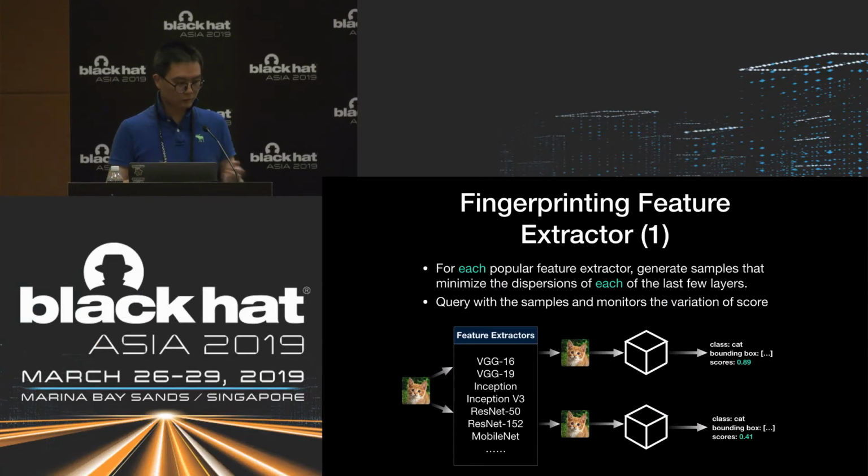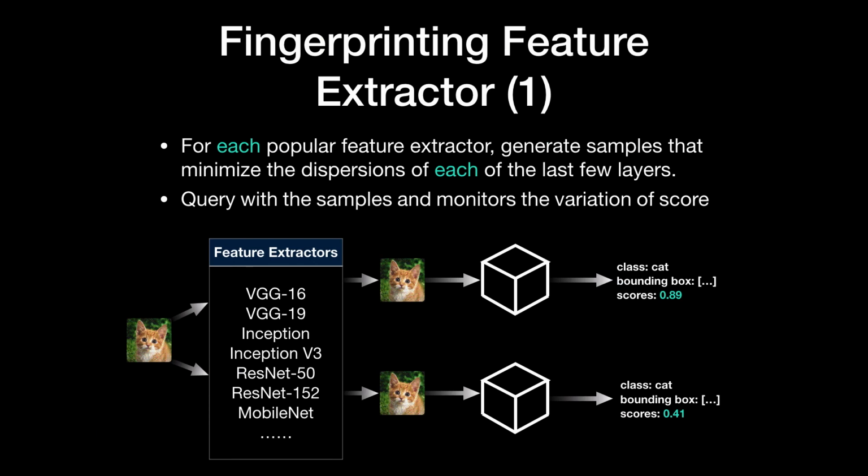Again, since we are trying to figure out which feature extractor is used by the cloud models, what we do is collect a number of publicly available feature extractors, in other words, deep neural network architectures that are open sourced. For example, VGG16, VGG19, Inception, ResNet, MobileNet. So these are publicly available.